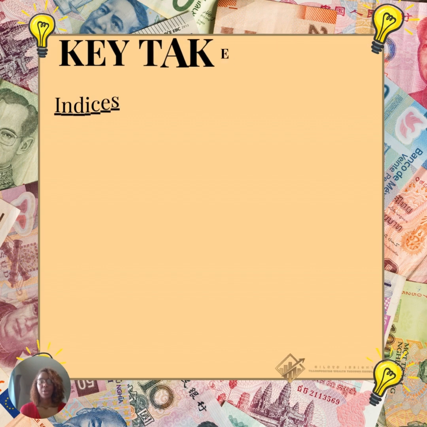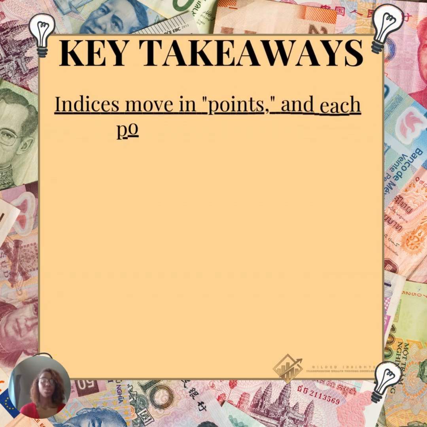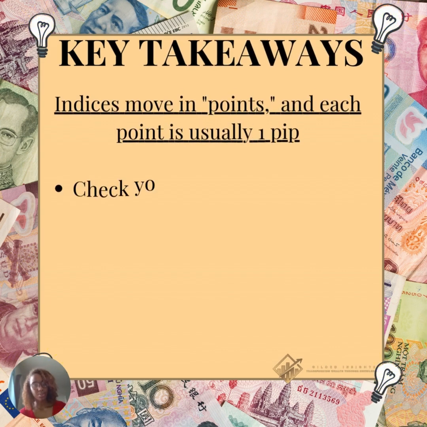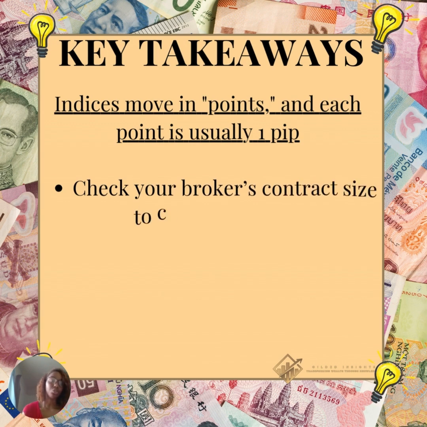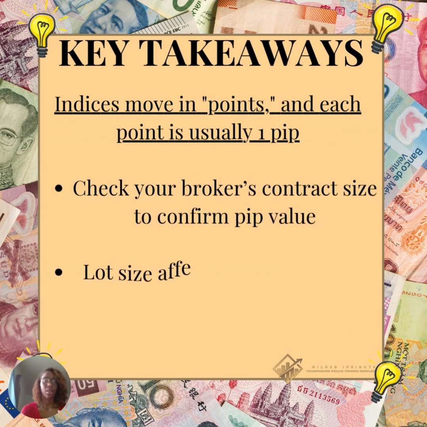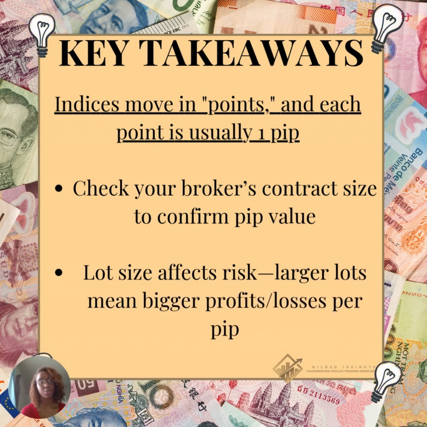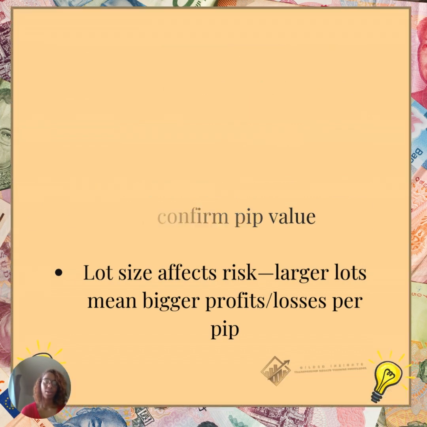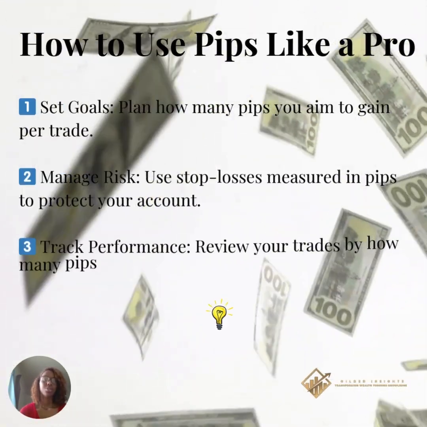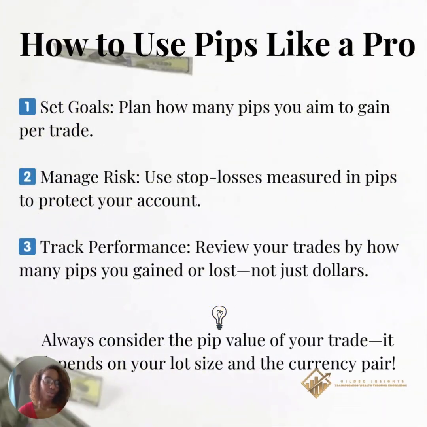Now, your key takeaways here when you're trading indices, remember that indices move in points, and each point is usually worth 1 pip. Again, check your broker's contract size to confirm the pip value because it varies depending on the broker that you're using. And also the lot size does affect your risk. Larger lots mean bigger profit and losses per pip.